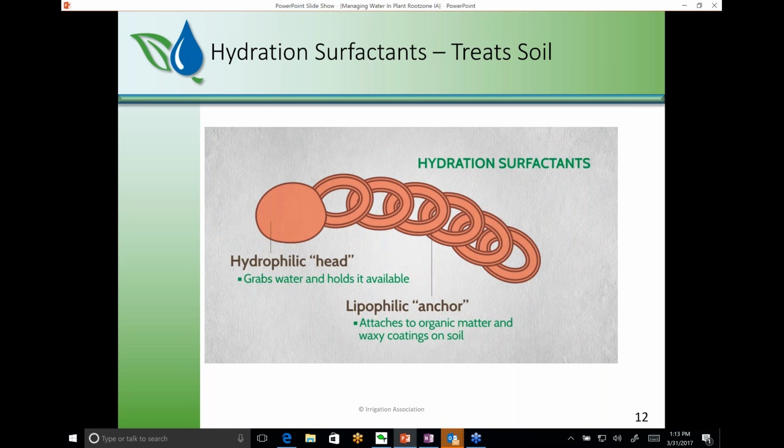We also talked a little bit earlier about hydration surfactants, and these are designed to treat the soil. Hydration surfactants, again, have a hydrophilic or water-loving head, and they have a lipophilic or oil or soil-loving anchor. And we create the hydrophilic-lipophilic balance of these molecules so that we have more anchor, and we have the ability to anchor this molecule in the plant root zone where it sits waiting for available moisture, either delivered through rainfall or irrigation.